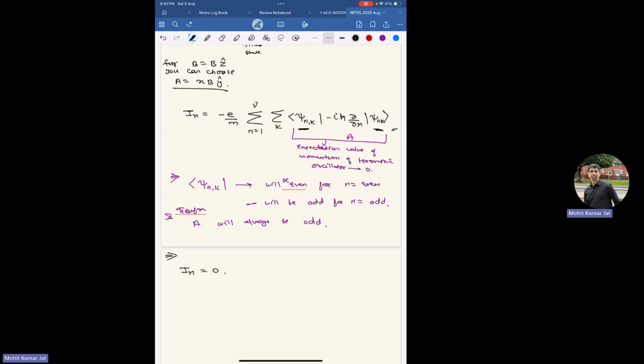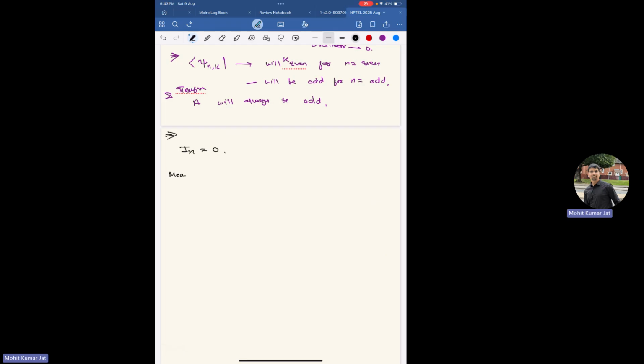But meanwhile, we can compute the current in the y direction. Your current in the y direction will be essentially the same, minus e by m, sum over Landau level number n equal to 1 to the filled Landau levels nu, of psi nk, then minus i h bar del by del y, plus this time it will have another term, which will be e x B, on psi nk.